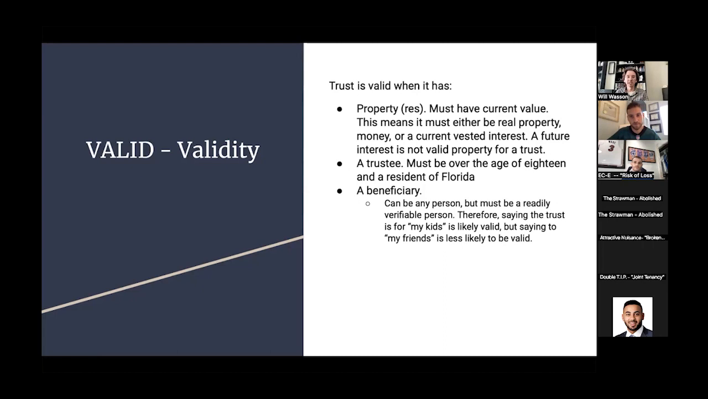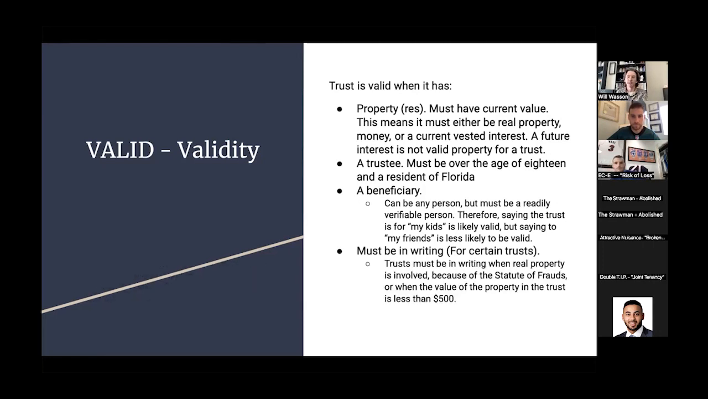If the trust is made inter vivos, it might be easier. You need verifiable beneficiaries. And lastly, it has to be in writing for certain trusts. Basically, the statute of frauds applies, if any of the statute of frauds applies to the trust, which a lot of times it's not.